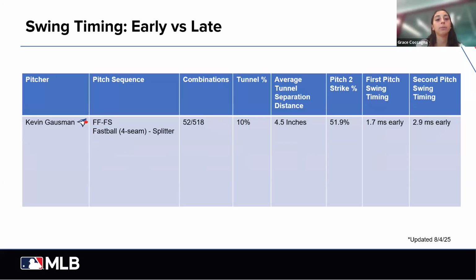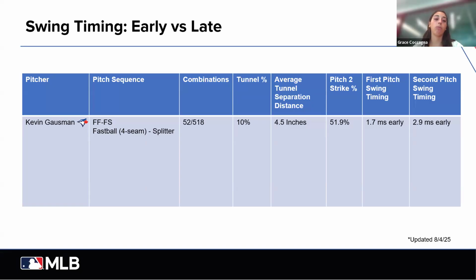Shifting gears just a little bit, looking at swing timing, which is early versus late. I pulled a great example again of Kevin Gossman, who is pretty known for his fastball and splitter combination. One that I touched on before, he's thrown 518 times and tunnels about 10%. So when he throws this, the average tunnel separation distance between those two pitches is sitting at about 4.5 inches, and he is getting above 50% strike percentage on that second pitch.